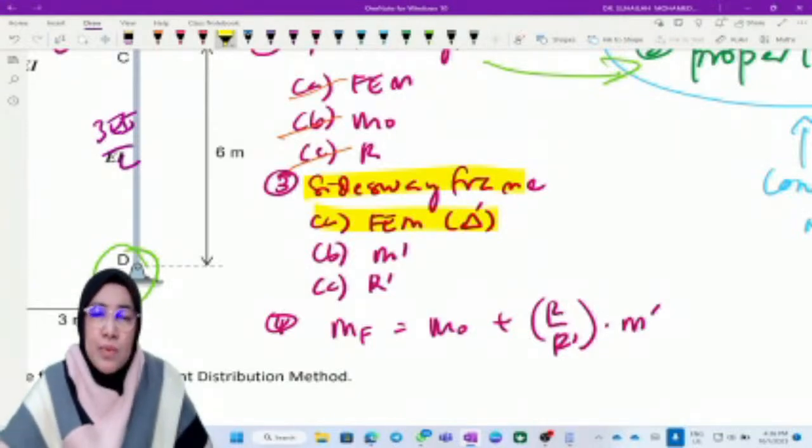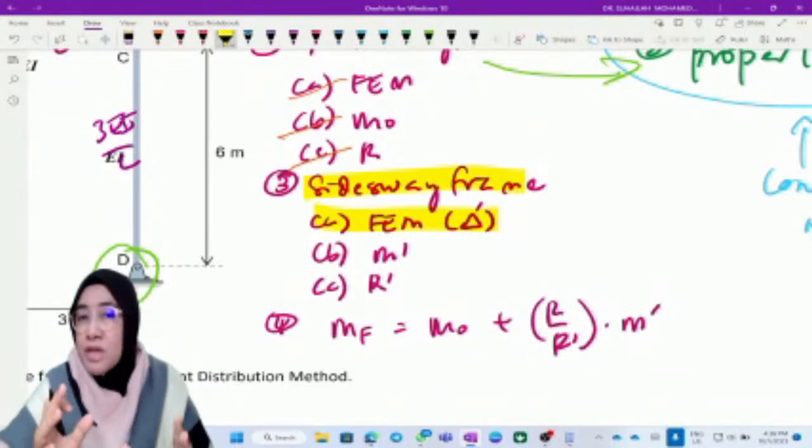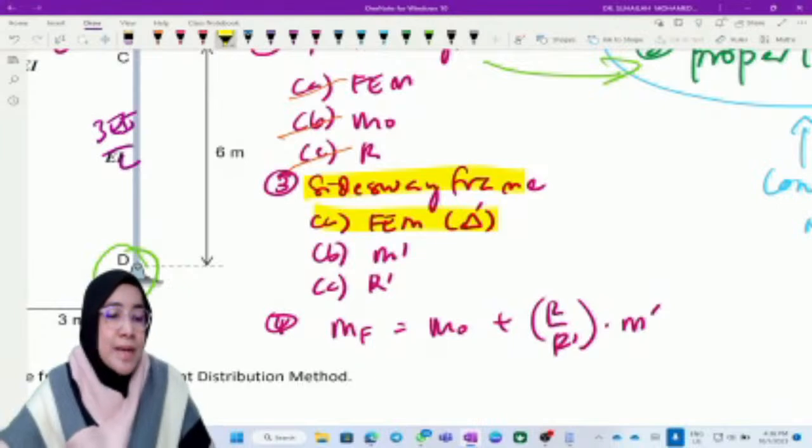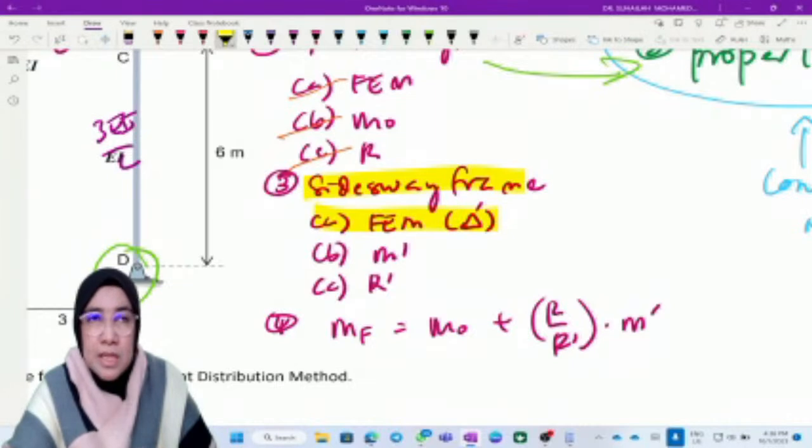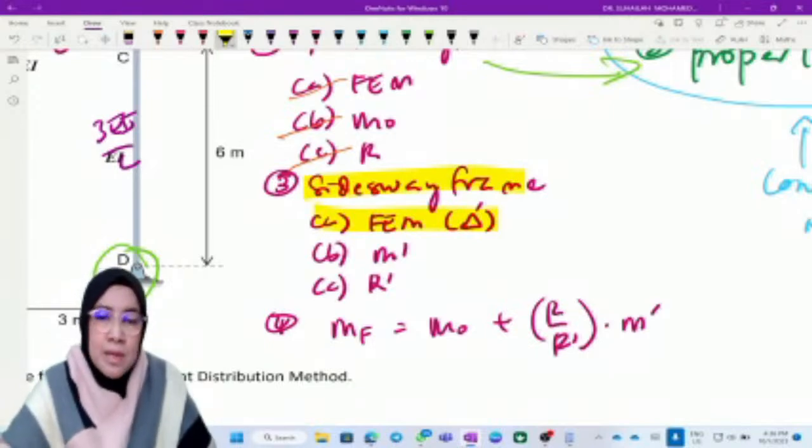we derive the final equation by applying the superposition method, or principle of superposition. So in the equation we have the fully restrained frame and the sidesway frame, but the frame that we analyze under step number 3 is not the real one. It is based on assumption. That is why under the sidesway frame, we label the delta, M, and R as delta prime, M prime, and R prime.